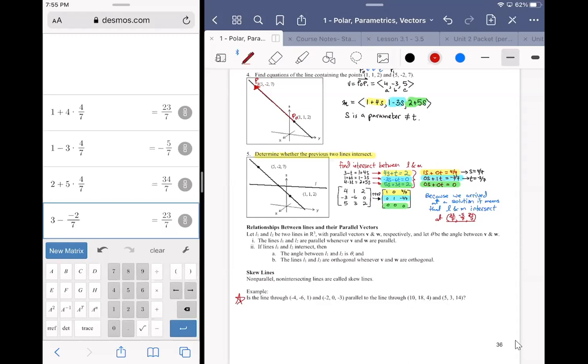All tech assignments are due the date of the unit test. Whatever that date is, I think it's the 4th maybe of November, that's when that tech assignment will be due. All right, so I'll stop the recording.